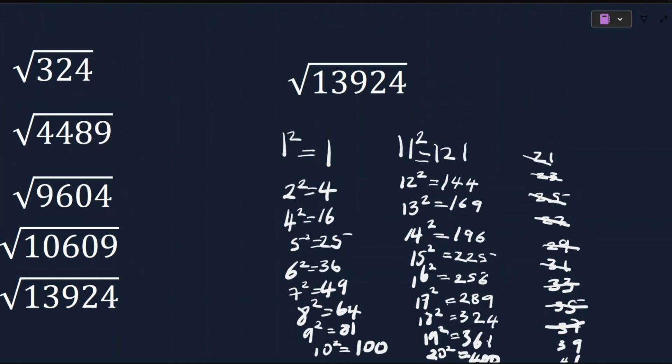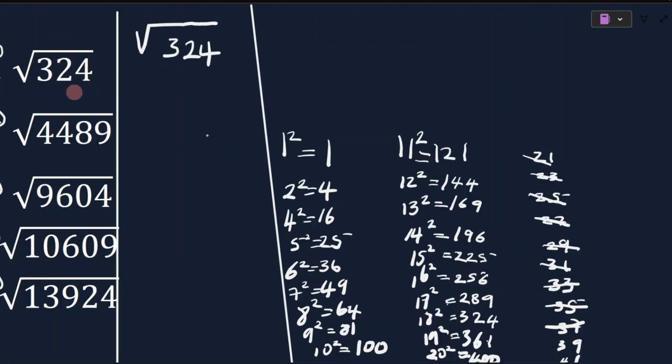Let's start with the smallest number, which is this one, after which we get to this, which is also here. Now let's start with the smallest number. We are asked to find the square root of 324.